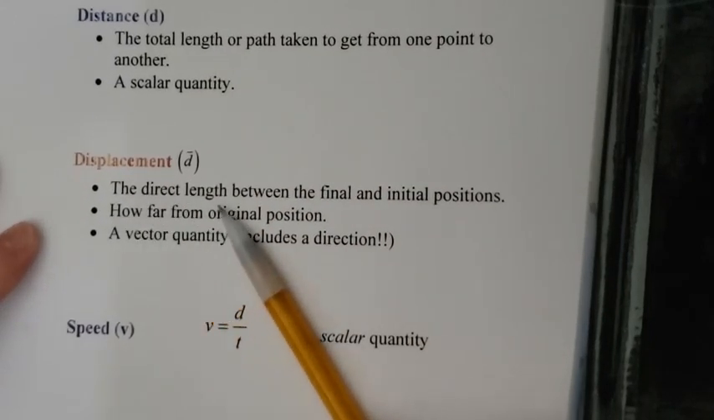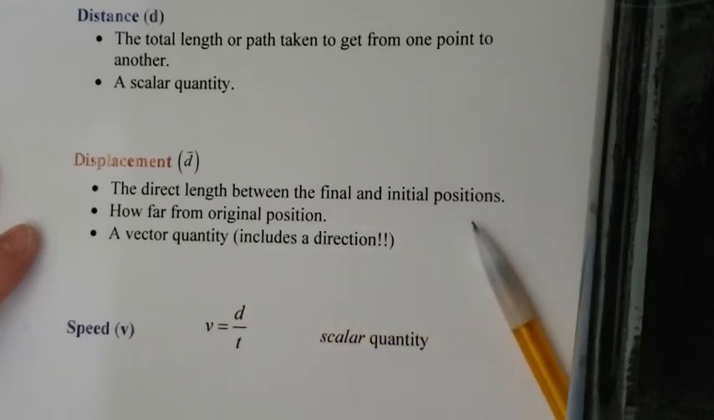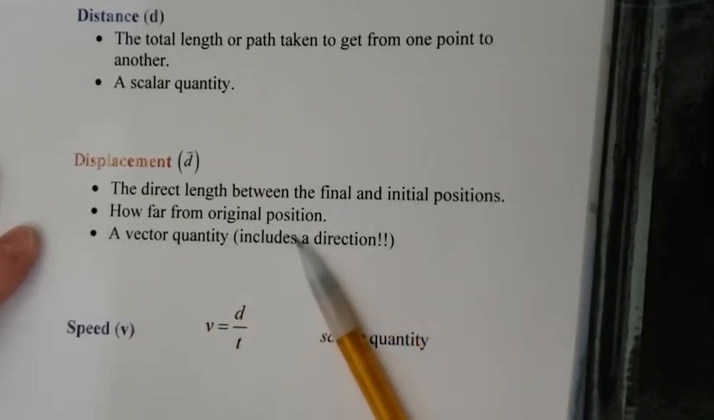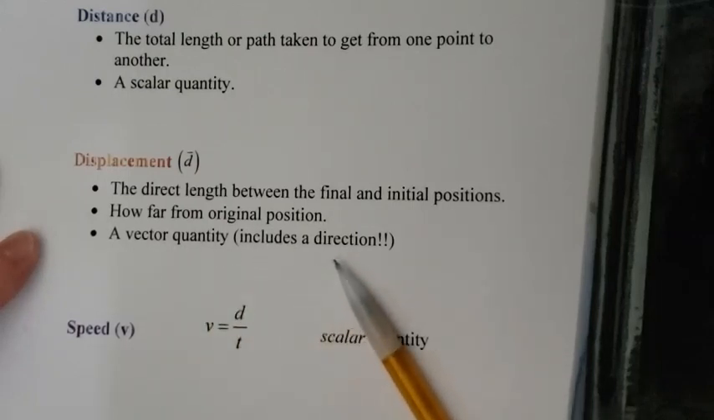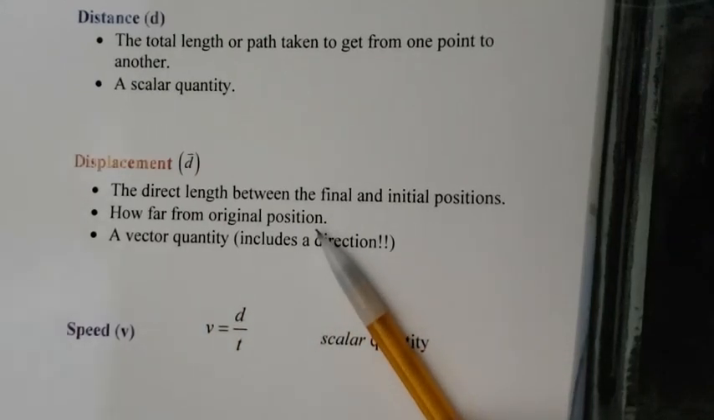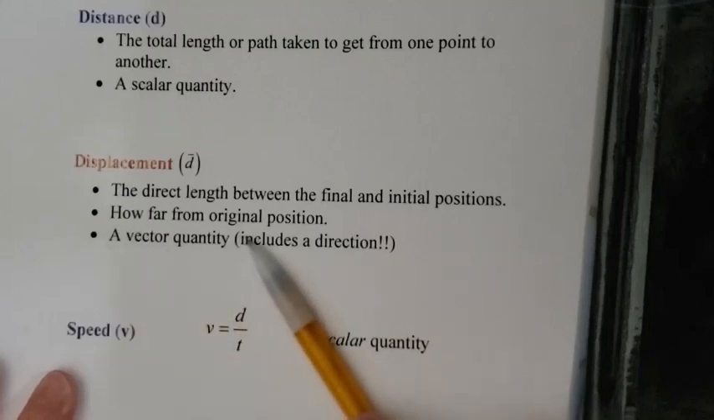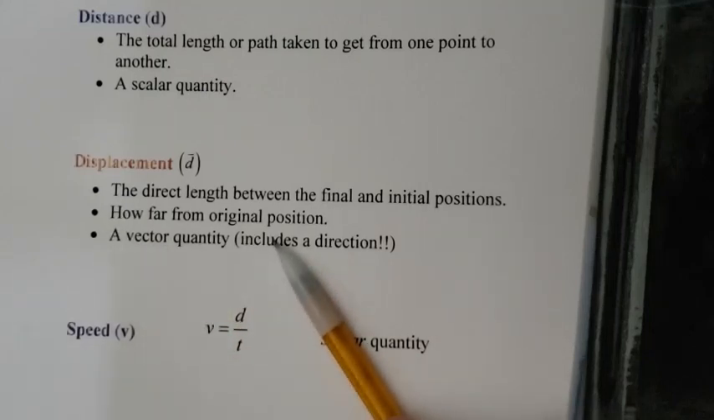Displacement is the direct length between the final and the initial positions. It's how far you are from your starting point. It is a vector quantity, so we need to have direction. If I gave you the exact same problem where I drove 2.5 kilometers north to the school and then 2.5 kilometers south to get back home, my total displacement is actually 0 because, well, how far am I from where I started? I'm 0 kilometers from where I started.